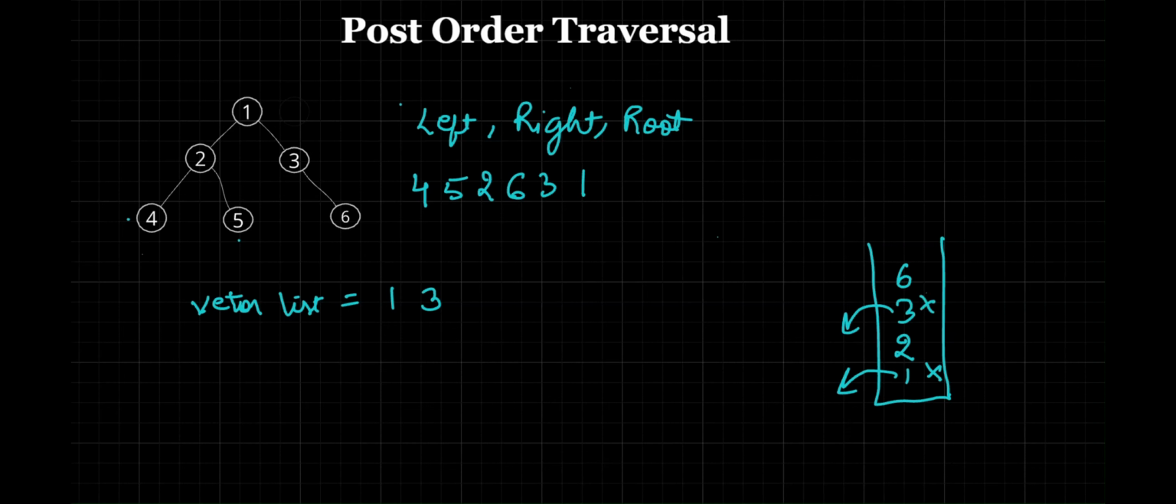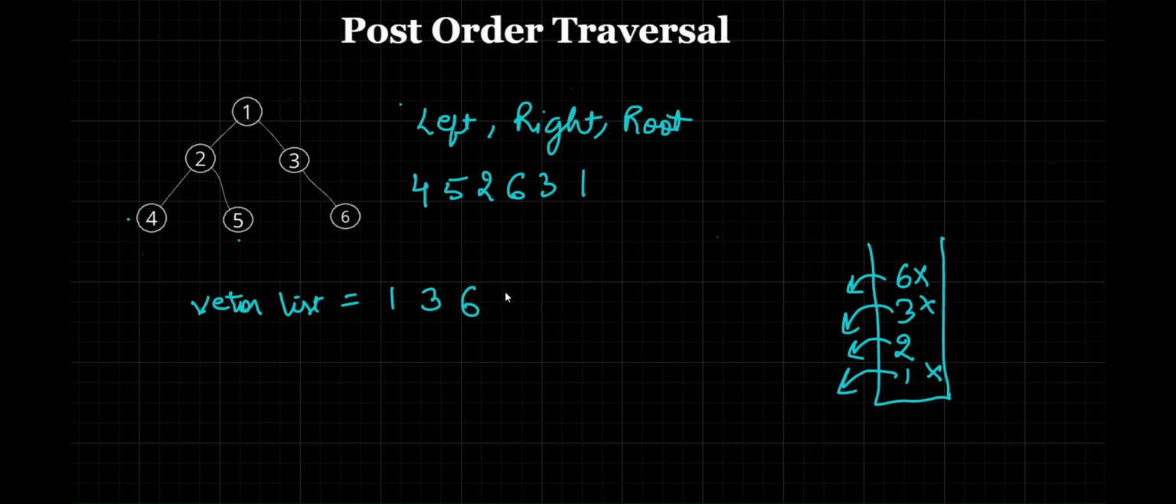We have removed 3 from the stack. Now what is the top element of the stack? That is 6. We will pop it out and place it inside the vector list. Of course, 6 does not have any child node, so that is it. Now what comes next? That is 2.